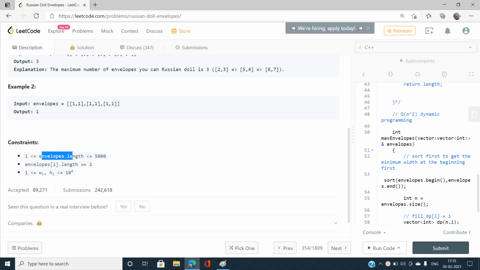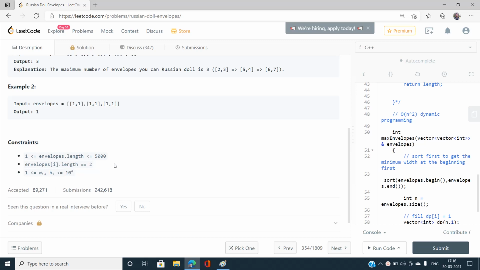Envelopes length, that is the total number of envelopes, or you can say the count of envelopes, can go at most 5000, that is 5 times 10 to the power 3. And envelopes[i] will have only two parameters for every envelope, that is width and height, and wi and hi can go at most 10 to the power 4.